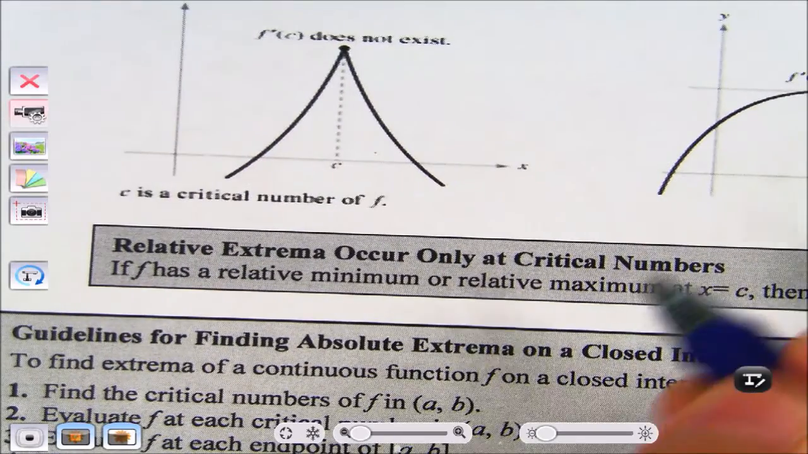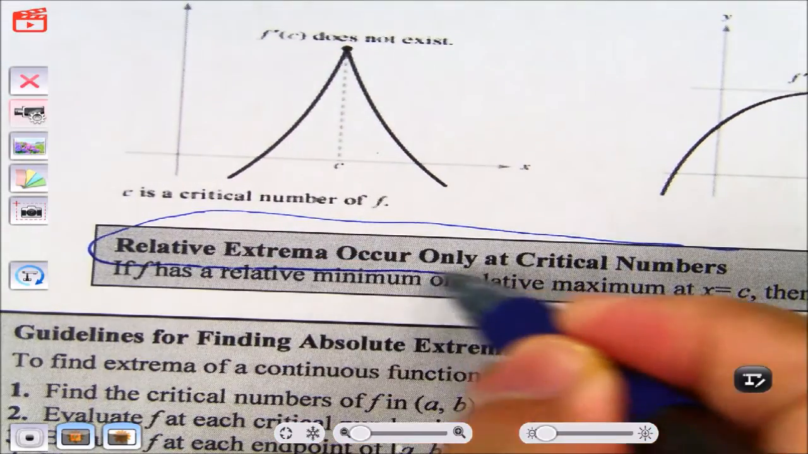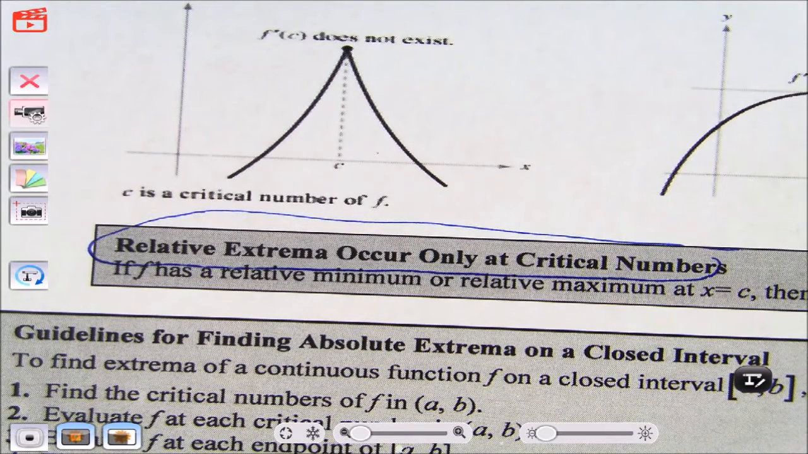And the extrema only occur at critical numbers. They only occur at critical numbers. So if you're given two critical numbers, then you know it only takes a turn at those two points. Here's the bad news. Just because it's a critical number doesn't mean you're going to have an extremum. So you can be given critical numbers, but it's not necessarily an extremum.